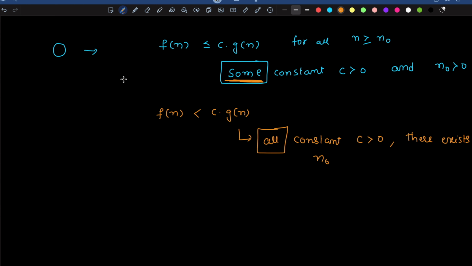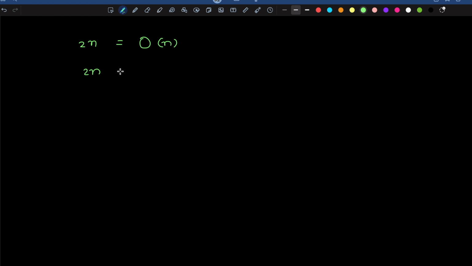So let me give you an example so that we can understand this concept much better. Let's say I have f of n and g of n. My value of f of n is 2n and g of n is 1. So can I say that my 2n is equal to order of n here? But I can say that 2n is not equal to small o of n, because this doesn't hold for all values of c, right?